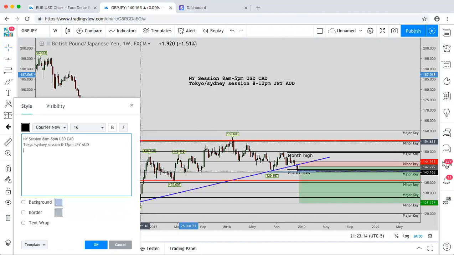Those types of pairs during that time are going to be your best time to be looking at the charts for those pairs. And then London session. So this is, again, Eastern time. London session is going to be from around 3 a.m. until around 5 to 6 a.m.